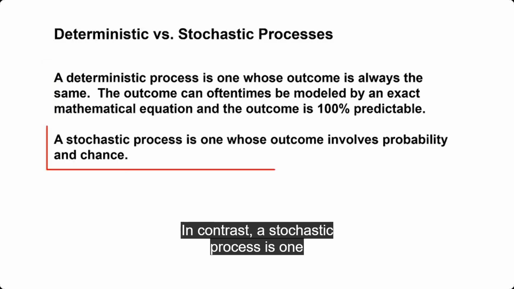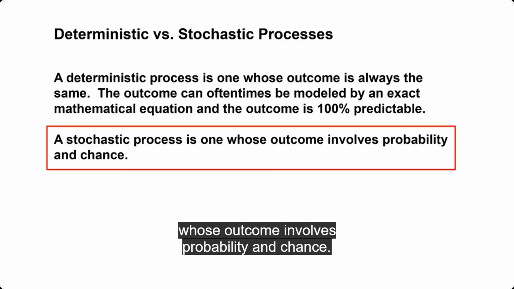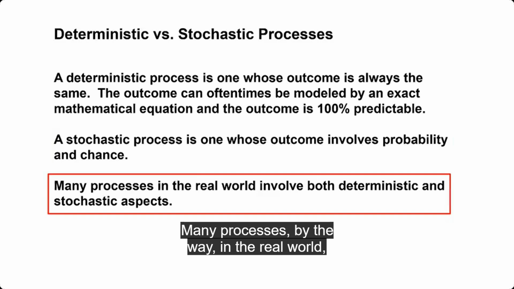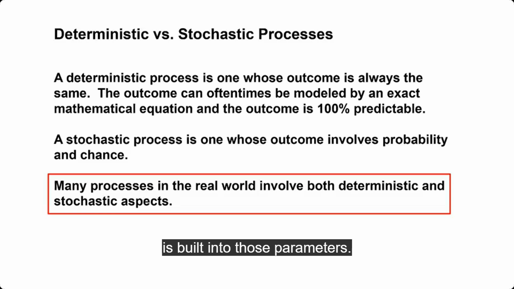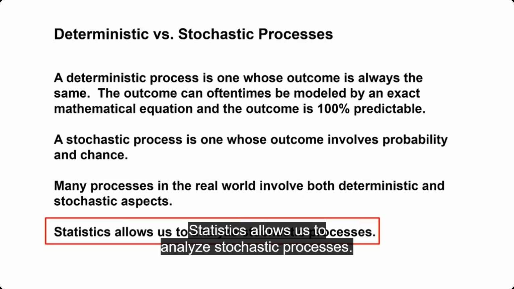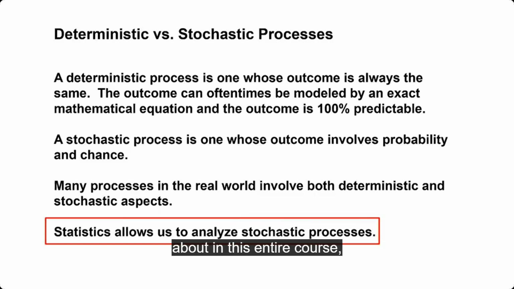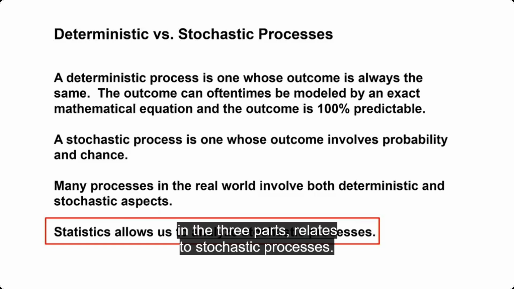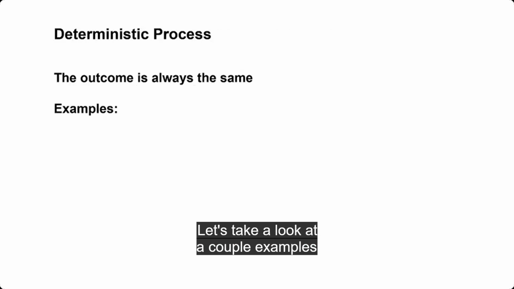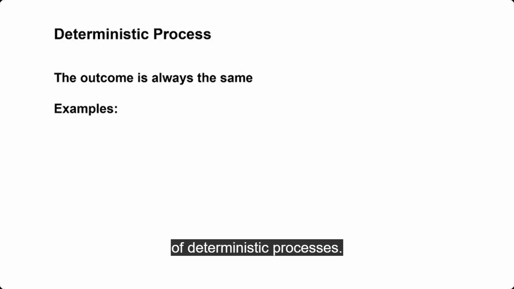In contrast, a stochastic process is one whose outcome involves probability and chance. Many processes in the real world, by the way, involve both deterministic and stochastic aspects. So sometimes you'll put together a model that uses deterministic mathematical equations, but then some stochastic random error is built into those parameters. Statistics allows us to analyze stochastic processes. So really what we're going to be talking about in this entire course in the 3 parts relates to stochastic processes. Let's take a look at a couple examples of deterministic processes.